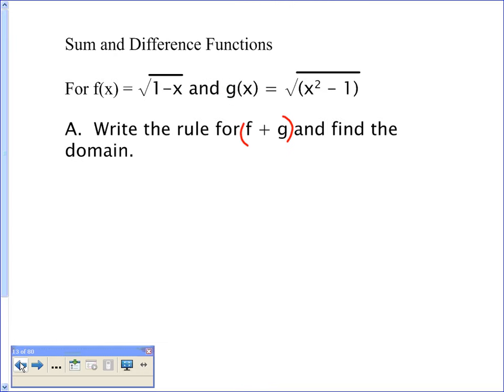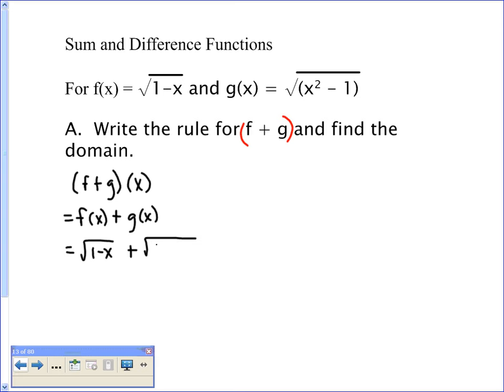All right, so now let's go back here. Now that we know how to find the domain, let's go ahead and do the easier part, which is just to find f plus g. So f plus g of x can be rewritten as f of x plus g of x. And so we just need to say f of x is the square root of 1 minus x, and g of x is the square root of x squared minus 1. And that's all we can do.